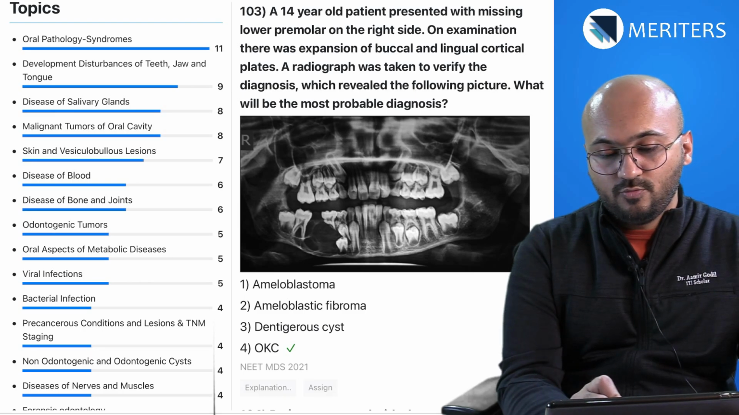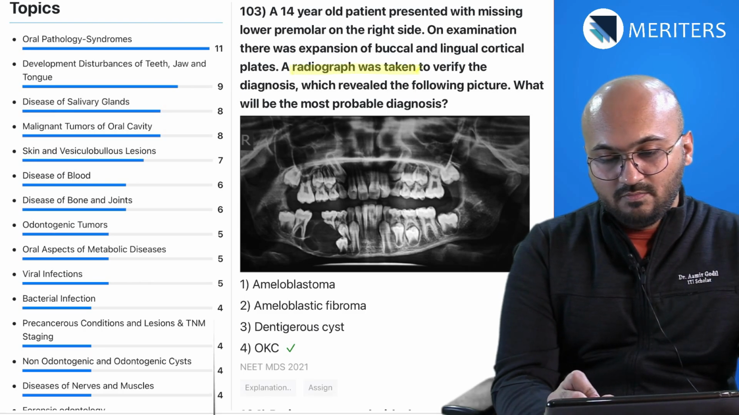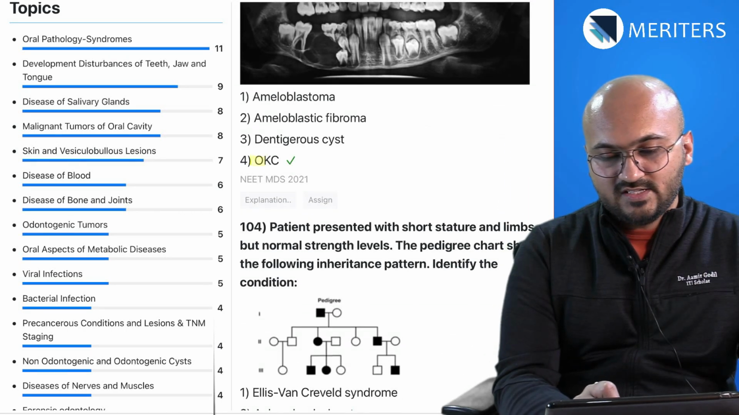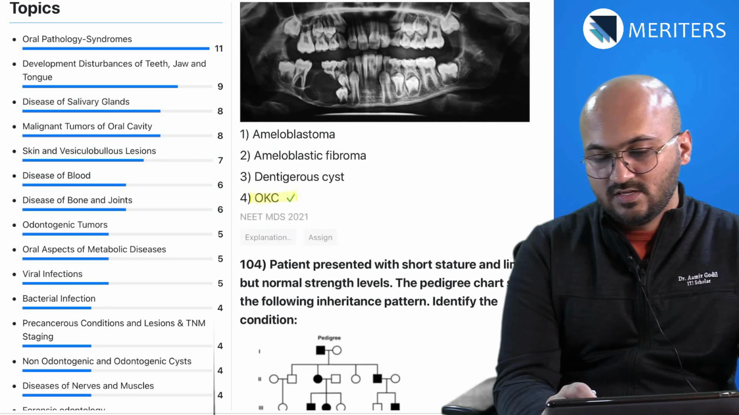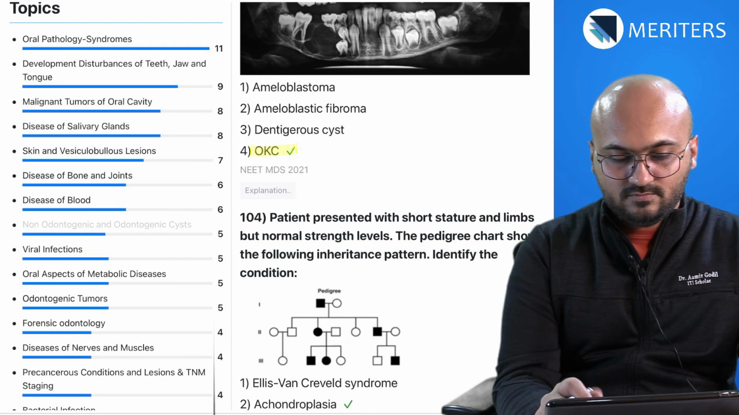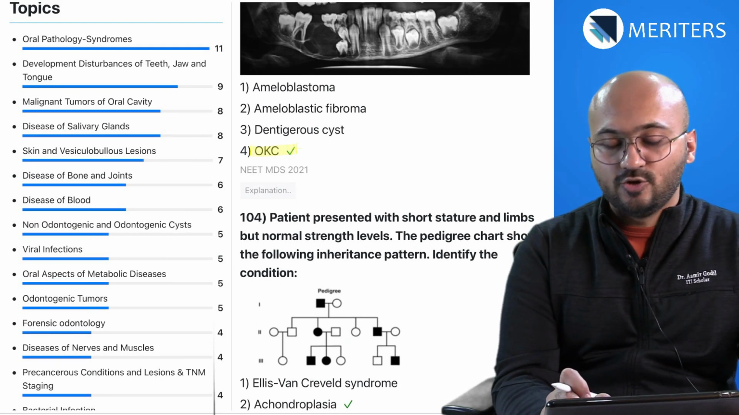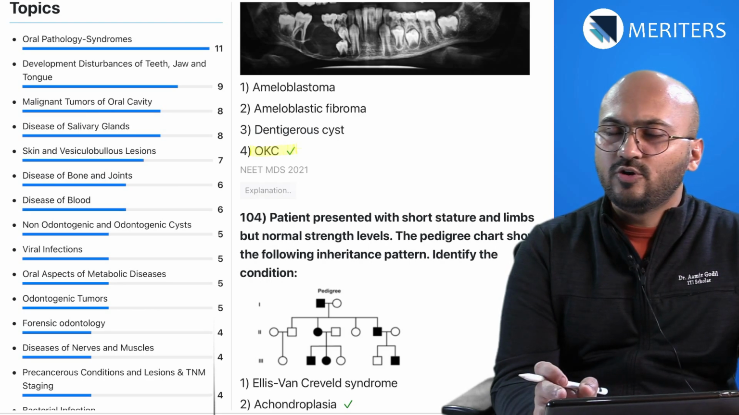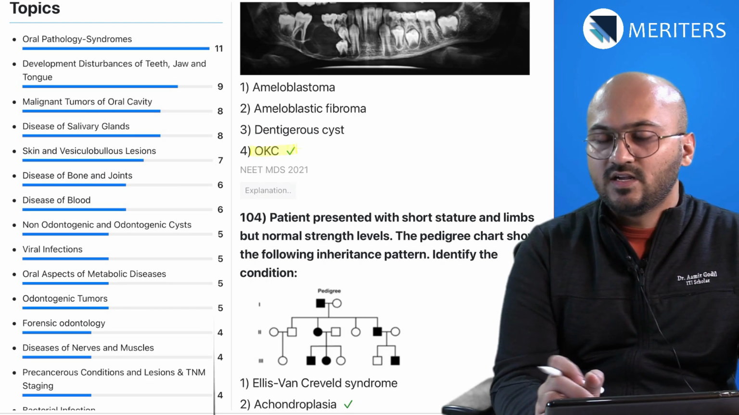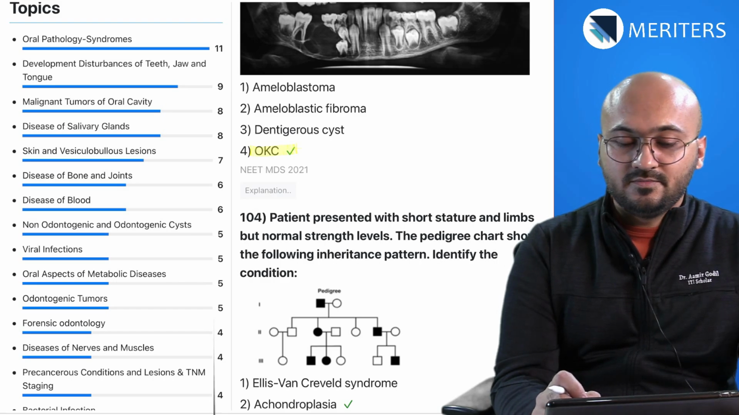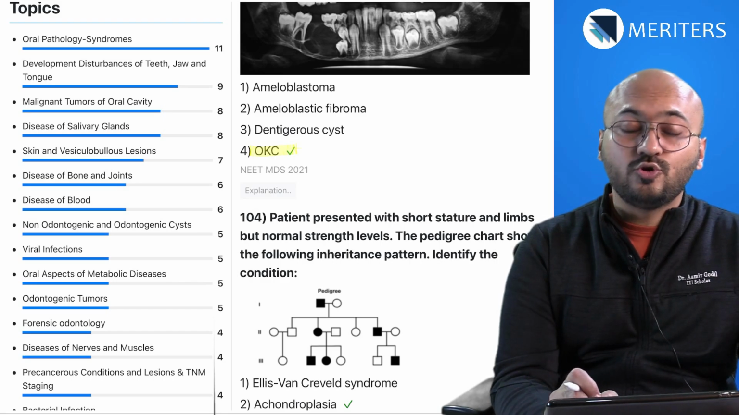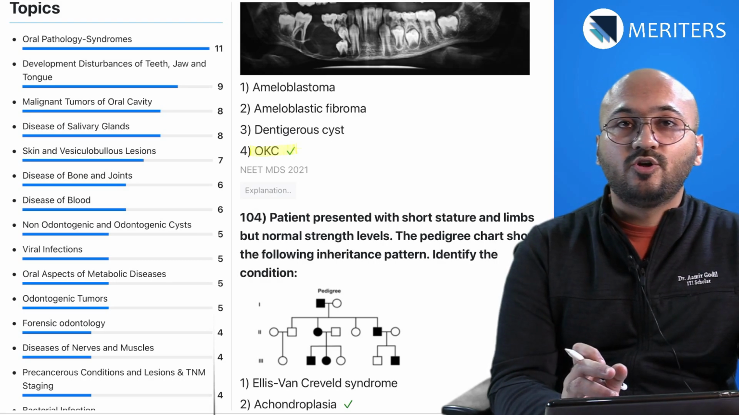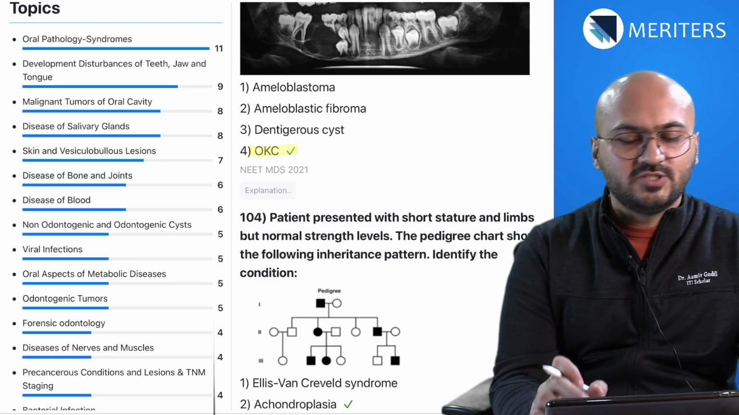Then a radiograph, OPG, with buccal and lingual cortical plate expansion is peculiar to OKC. You can also see the soap bubble appearance. Also the area where the radiolucencies are. You have to keep an eye on all these small features. How the radiolucency looks, what is the area that it is presenting in, and whatever the history is given. Also look at the number of teeth. Look at whether they are completely erupted or impacted. That will give you a lot of information for syndromes.